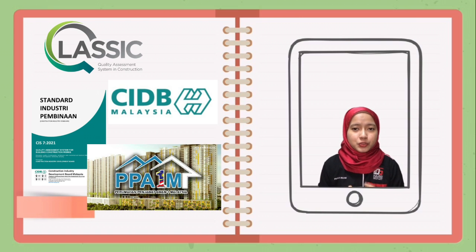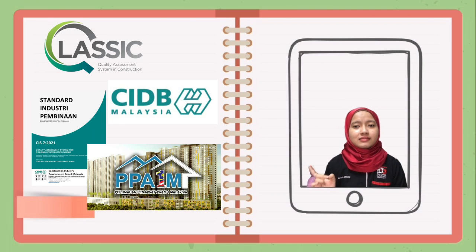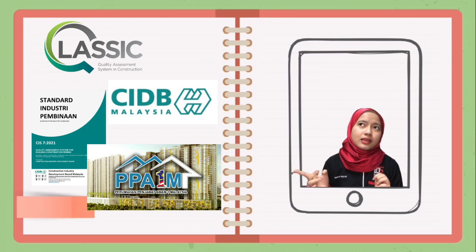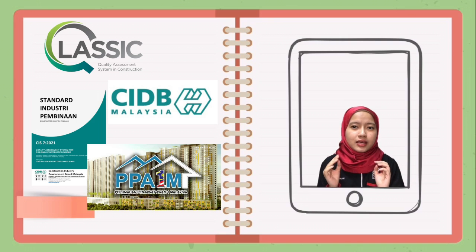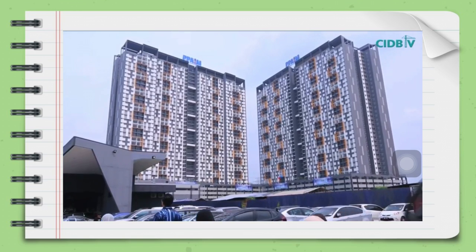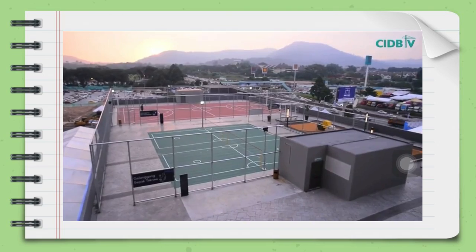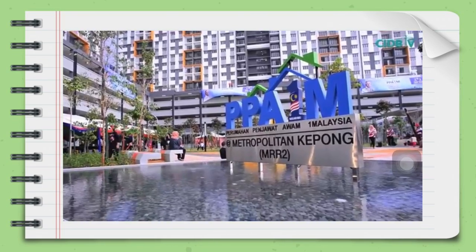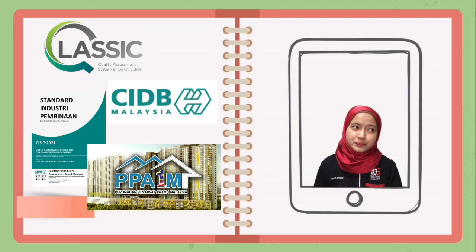PPA1M in Metropolitan Kepong is the first civil servants residential project to be evaluated from the QLASSIC system. The project received a QLASSIC score of 76%. This is an impressive achievement as it is the first government residential project for civil servants to be assessed through a rating system.